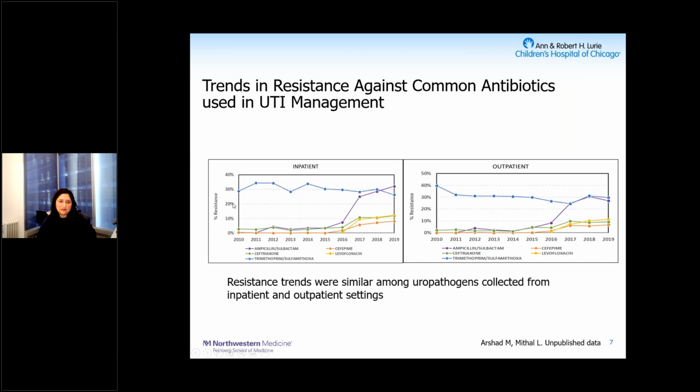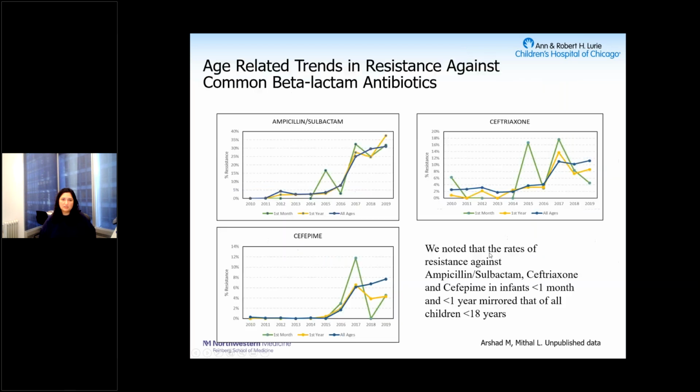You can see that over time, the resistance rate for Bactrim has been pretty stable. But for the beta-lactams, such as ampicillin-sulbactam, ceftriaxone, cefepime, and even levofloxacin, they've gone from near 0%, even back in 2013, 2014, to up to about 10%. And this is, again, similar across the inpatient and outpatient setting.